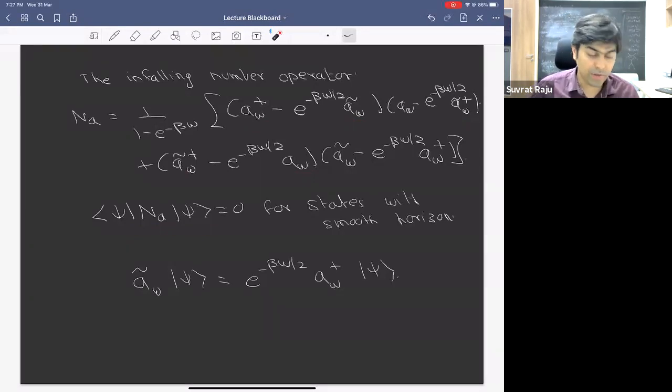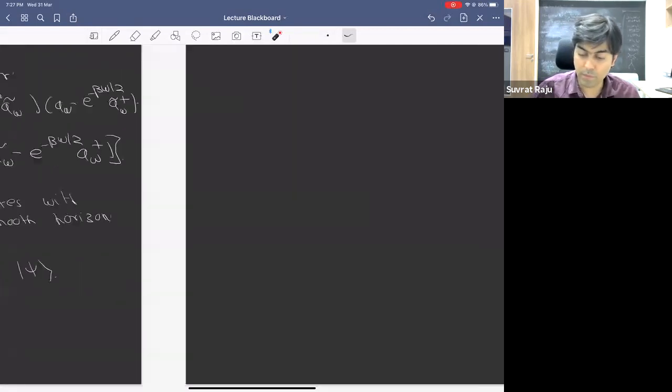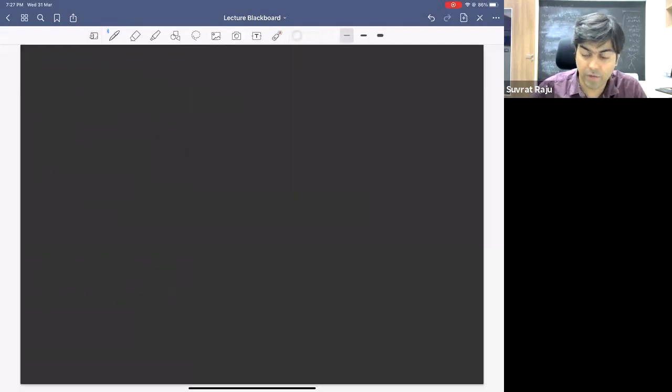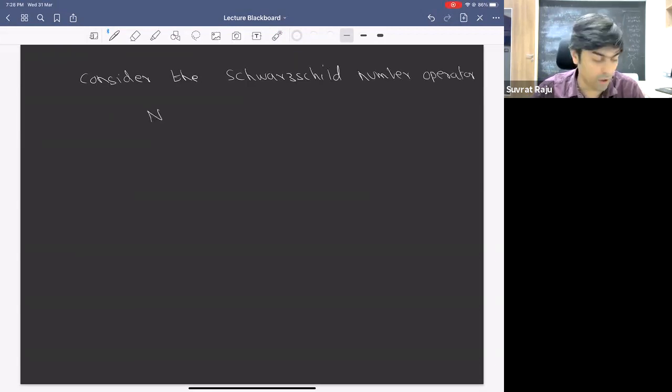Okay. So this is something that we expect. This is one of the rules of effective field theory. We expect that if you have an empty interior, then the expectation value of this operator should be 0. Now let's consider a different operator. Consider the Schwarzschild number operator. This is a different operator. It is just counting the occupancy of the modes outside at a given frequency.